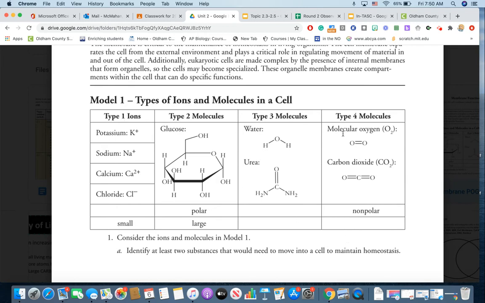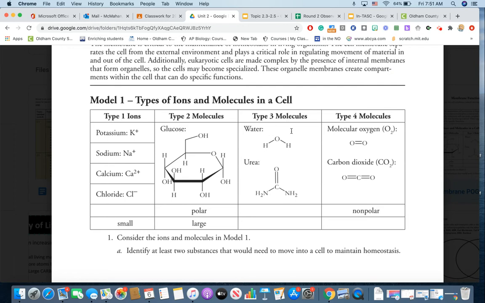So here are the 4 types of molecules. And in this chart, for ions, you're given a few different ones. Here's potassium, sodium, calcium, and chloride. It's asking you, what's the charge? So in this blank box, you would say that these are ions. So you would write ions. They are small. Over here in molecule type 2, here's glucose. It tells you, for perspective, that glucose is polar and it's really, really big. That helps you make some determinations over here.